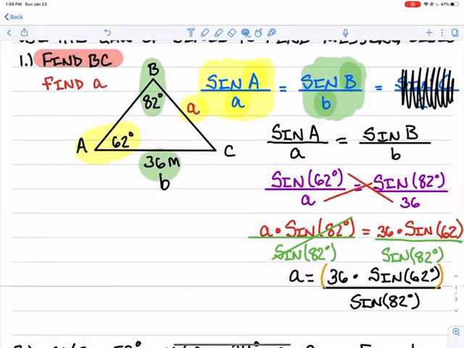All right, 32 meters. All right, that's what we found. Side A equals 32. This is also BC. Okay. Let's take a look at one more example.